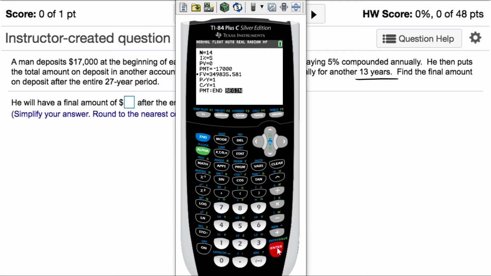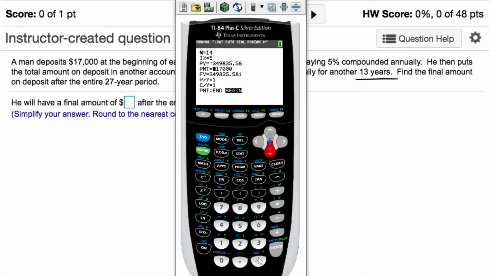So now we're going to start over with that as the starting balance for the next 13 years. So we'll go up here. So that amount, we'll go ahead and put that into our present value. It's going to be negative because he is taking that amount of money out. So that's why it's positive for our future value here. And then he's putting it into another account. So that's negative when it goes back into that account. So negative $349,835.58.